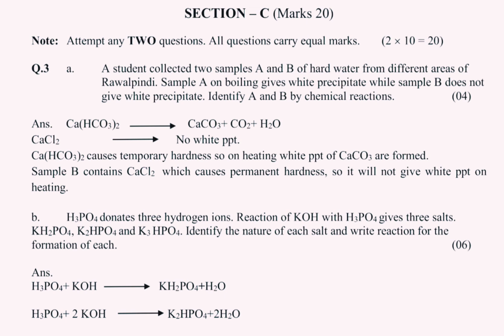So one thing for sure, we know that both of these samples are hard water samples. Now we distinguish between permanent hardness and temporary hardness. The one which is giving us a precipitate on boiling is temporary hard water, and the other one which is not giving the white precipitate is considered permanent hard water.